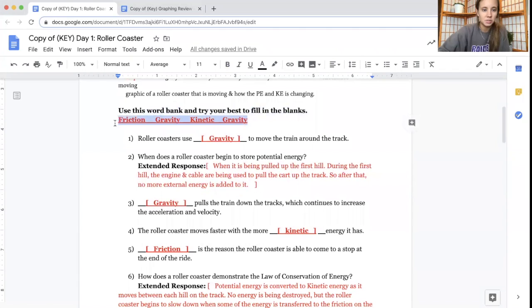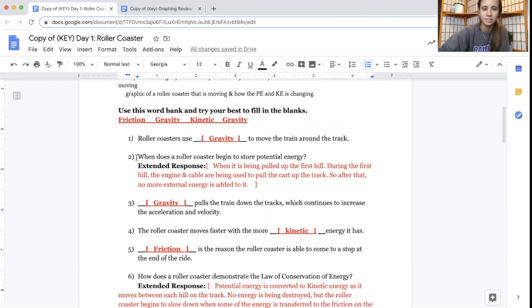Let's start here with these 4 words where you were doing the fill in the blank. So number 1 says roller coasters use gravity to move the train around the track. I had a lot of people actually say friction, which, yes, roller coasters do use friction, but that's more for slowing the train down than for making it go around the track.